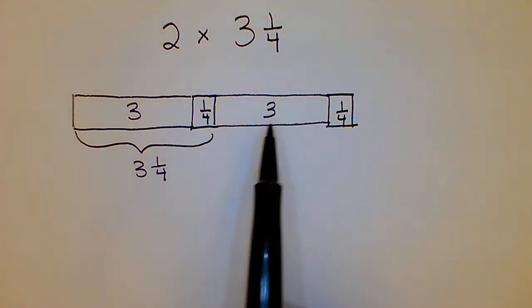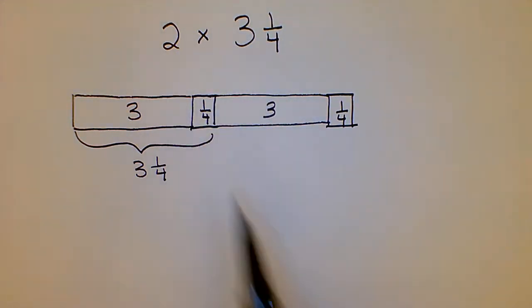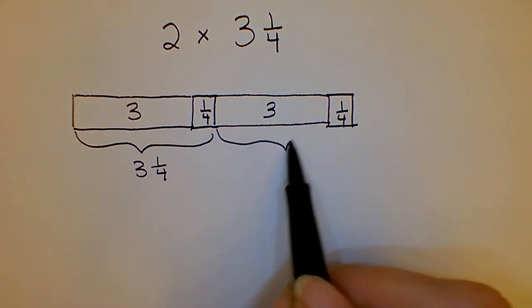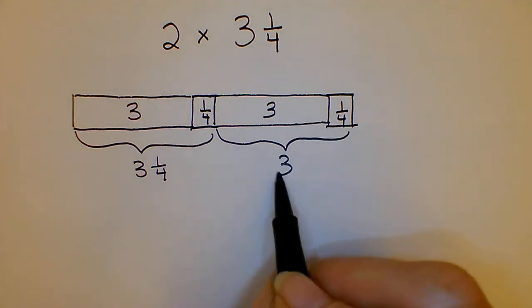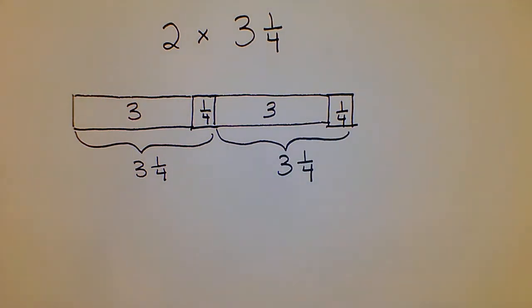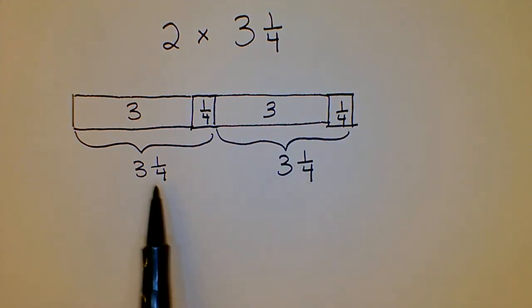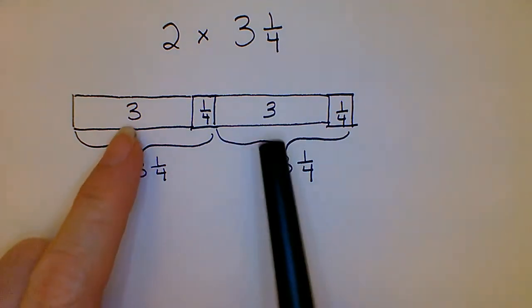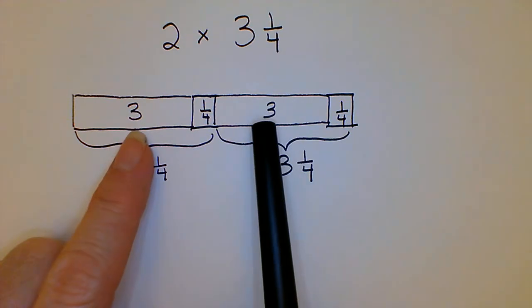So now I have drawn 3 and 1/4 2 times, and I can go ahead and show it again, that I have 3 and 1/4. So I have 3 and 1/4 2 times. And I'm thinking that most of you are going to be able to say to me, well, I can just go ahead and add my 2 3s to get 6.